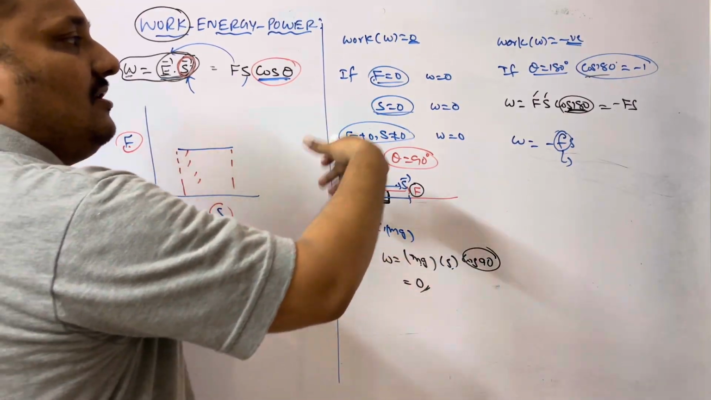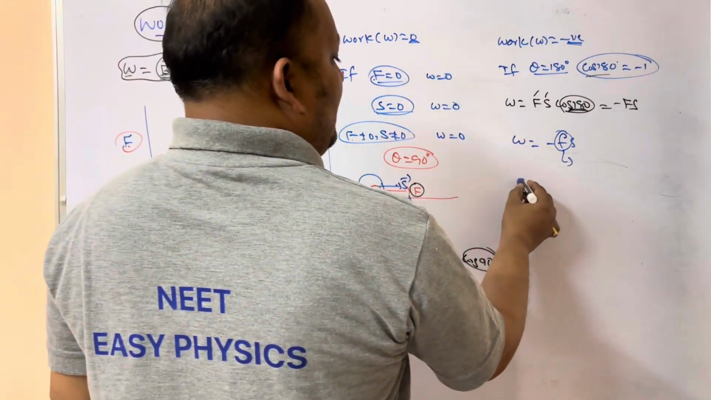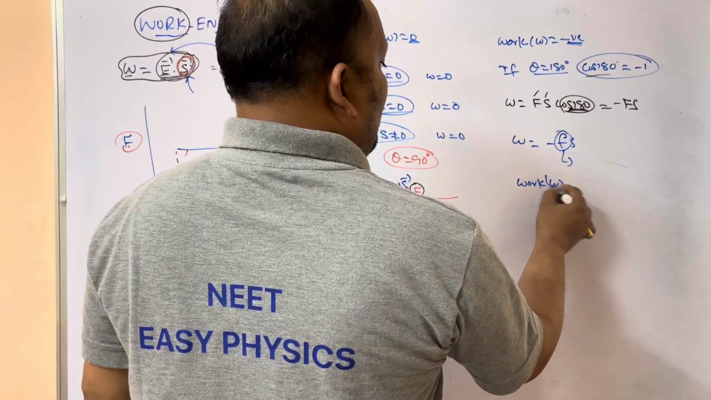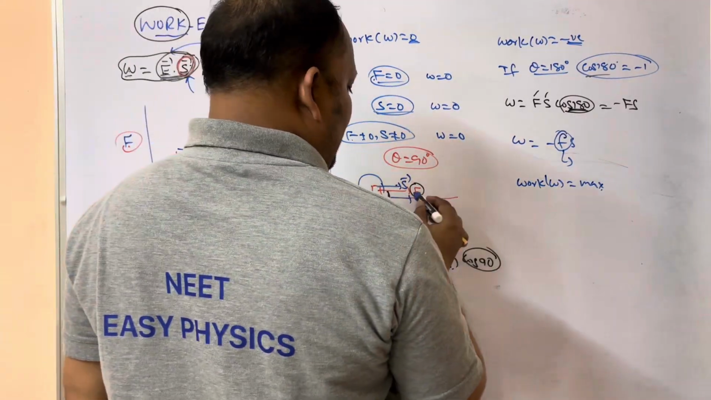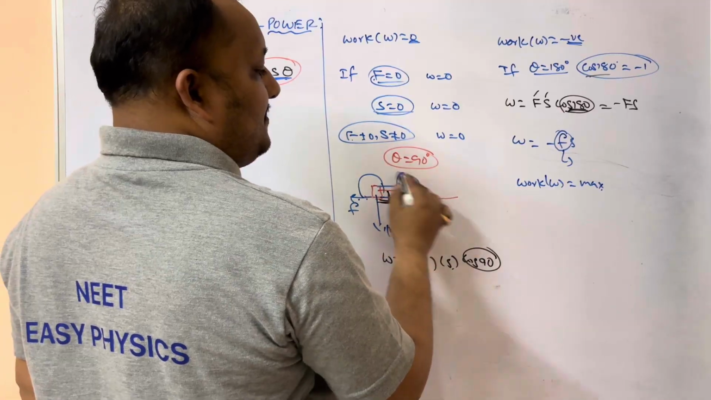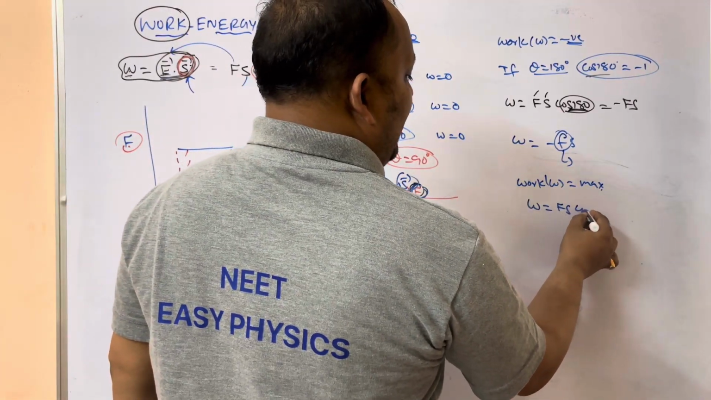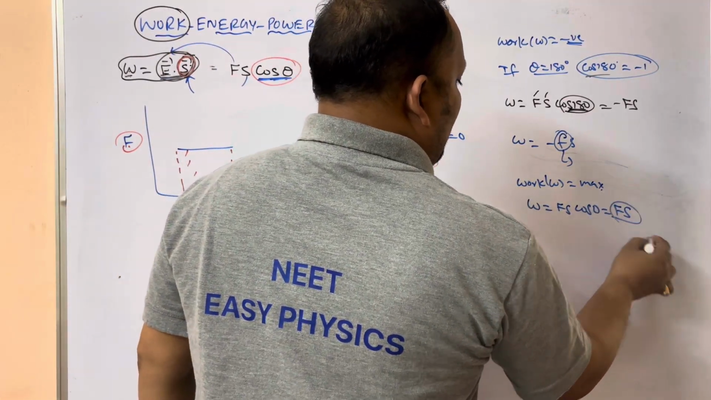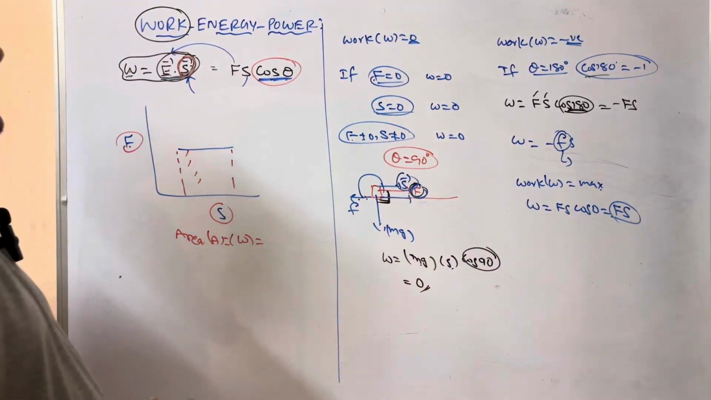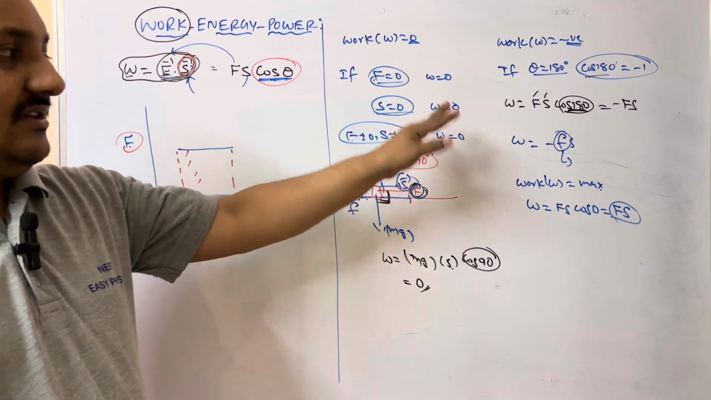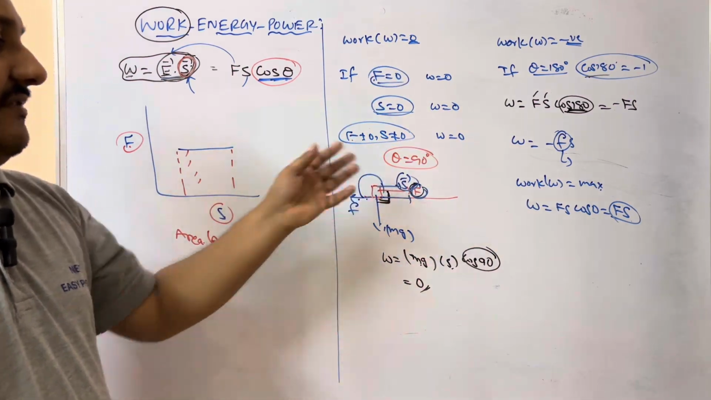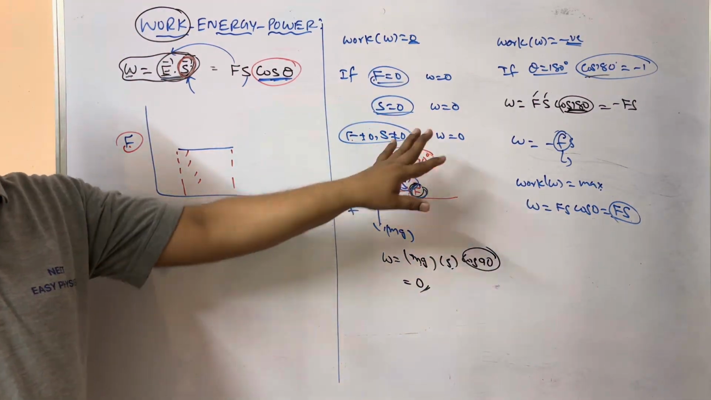Work done can be 0, work done can be positive. When will the work done be maximum? Work done is maximum if theta is 0, meaning force and displacement are in the same direction, cos 0 value is 1, then work done is maximum. So you may get a question on this also: when it will be 0, when it will be positive, when it will be negative. Work done can be negative also.